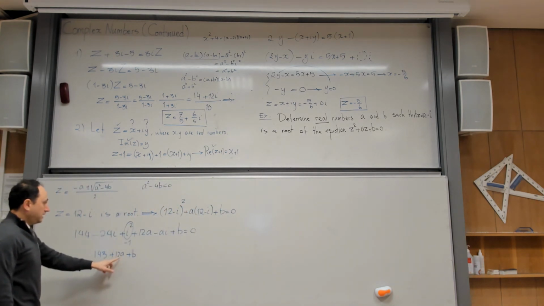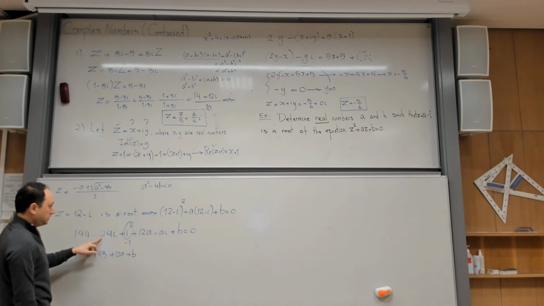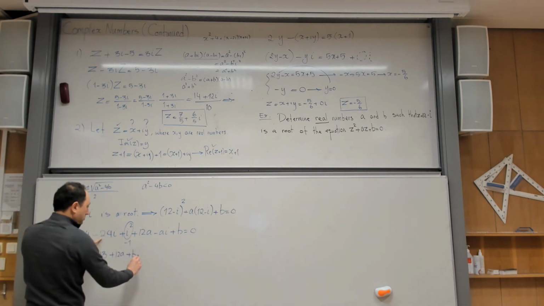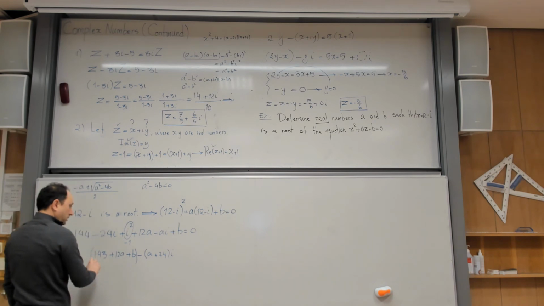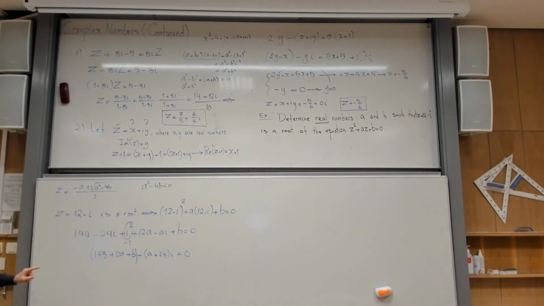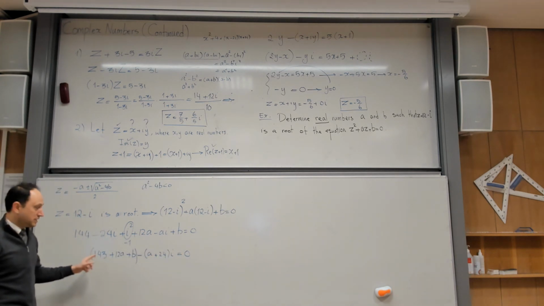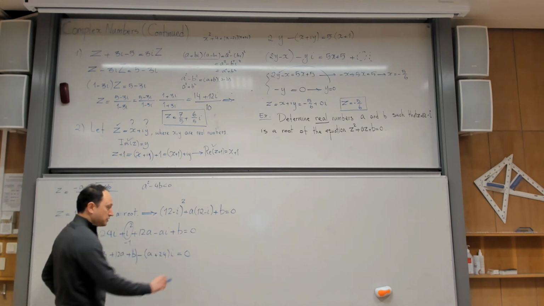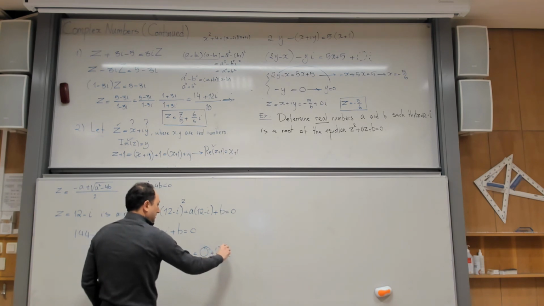143 plus 12a plus b, and what I am missing, I have a minus 24i here, and I have a minus i here. So if I factor a minus i out, it becomes a plus 24. And then I have this equal to 0. Even I have seen students sometimes move this to the other side and divide. That is not correct, because this is equality between 2 complex numbers.